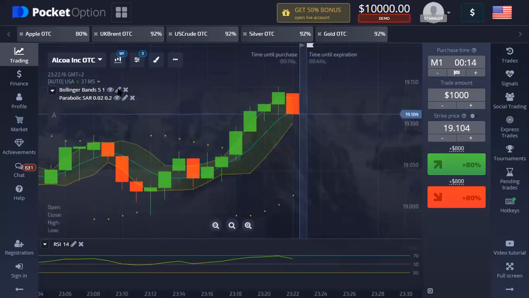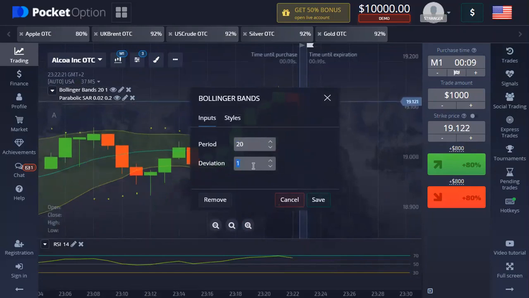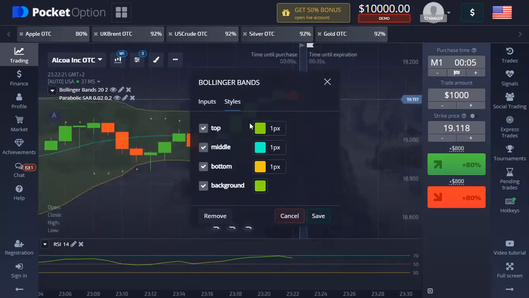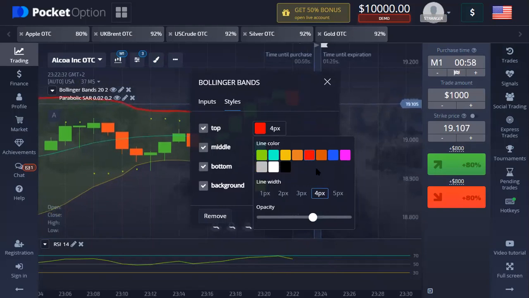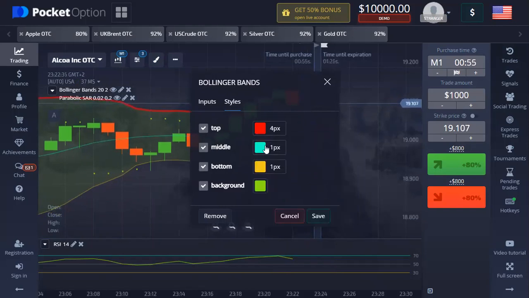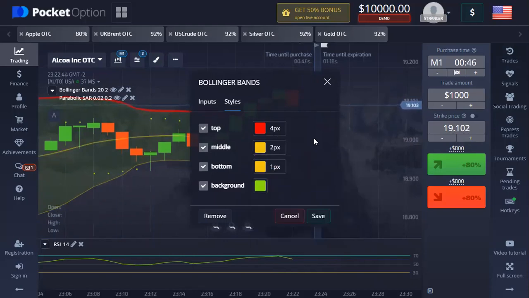All right. So for your Bollinger Bands, you want your period to be 20 and your deviation to be 2, like this. All right. Now for these styles, I want my top line to be red, and I usually use 4 pixels. Your middle line could really be whatever you prefer. I like mine to be yellow, and then I'll make it 2 pixels. But again, these colors and these pixels, well, the size of the lines, it's all your preference.